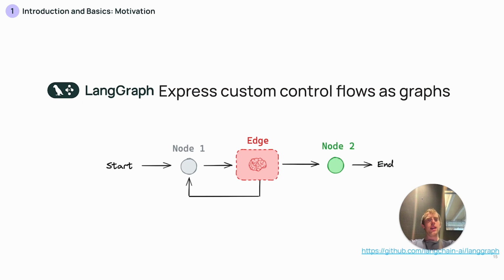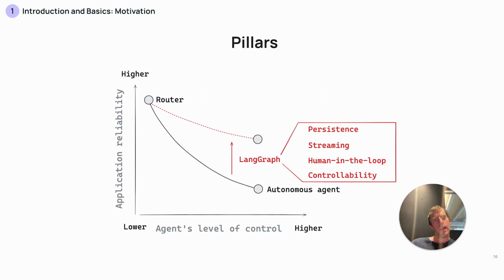Now, the key intuition behind LangGraph is you can express these workflows or control flows as graphs with nodes and edges, where nodes represent different steps in your application. Edges represent connectivity between those steps. So LangGraph simply lets you lay out these workflows as graphs. And it has a few different pillars that help to bend this reliability curve and allow you to build agents that have a high degree of both control and reliability. The pillars, which we'll talk about in some detail, are persistence, streaming, human-in-the-loop, and advanced controllability features.